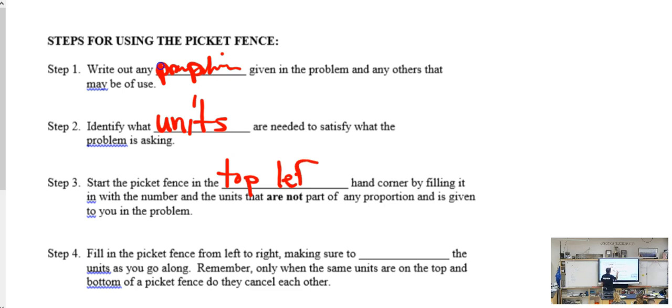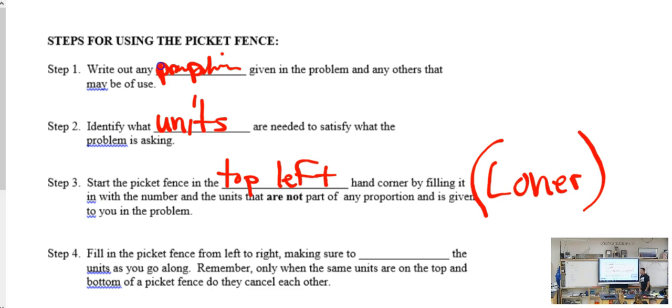Then, start the picket fence in the top left-hand corner by filling it in with the number and the units that are not part of any proportion and is given to you in the problem. This we give a name. It's sort of depressing. Loner. We always start with the loner.